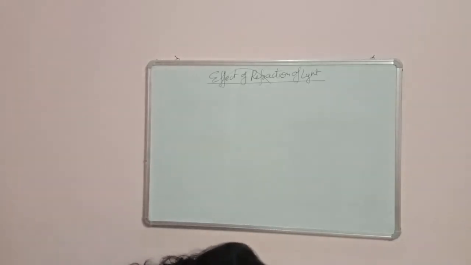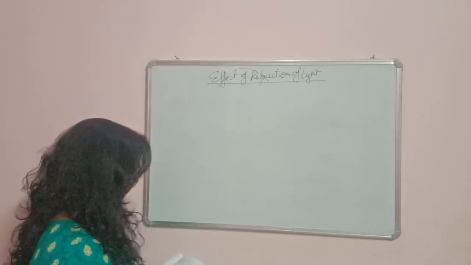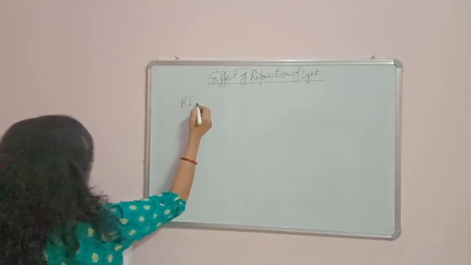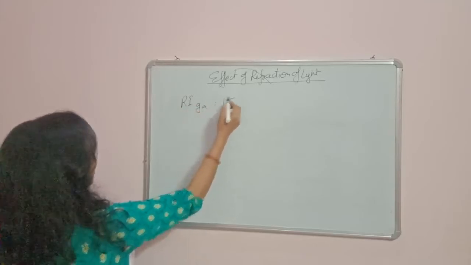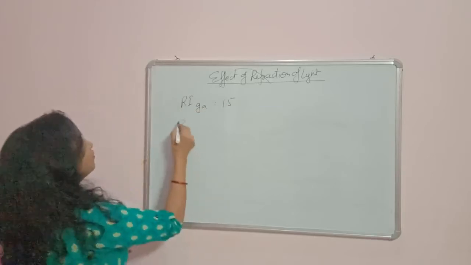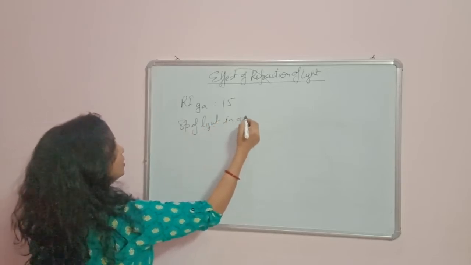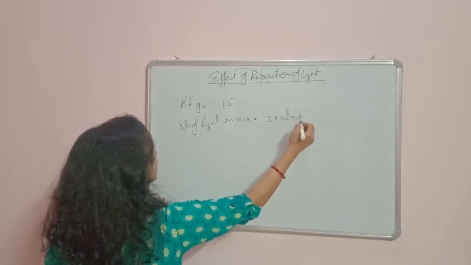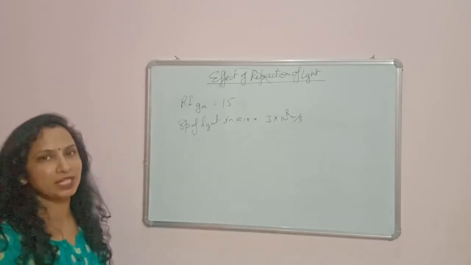Light enters from air into a glass plate having the refractive index 1.5. So the refractive index of glass with respect to air is 1.5. It is given. What is the speed of light in glass? It is given that the speed of light in air is equal to 3 into 10 power 8 meter per second. Or you can say the speed of light in vacuum is 3 into 10 power 8 meter per second.